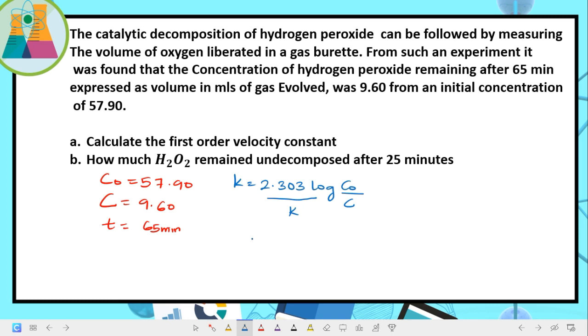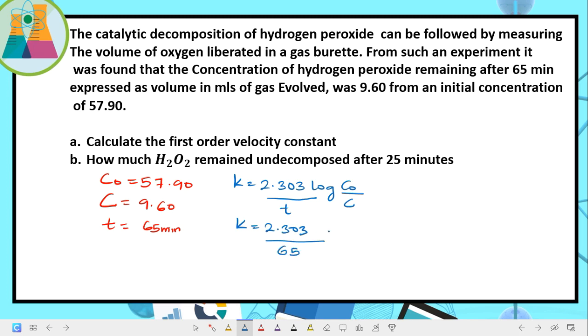To calculate our k, we already know our C0 and we already know our C, divided by t, not k, rather divided by t. So we already know all our parameters here. You know your C0, you know your C. So substituting in, you have k is 2.303 all over your time. Your time is 65 minutes. It means that your k will be in per minute.